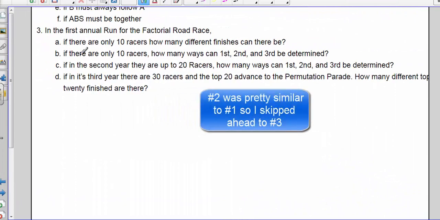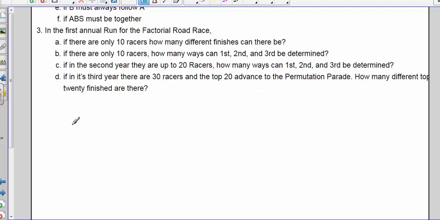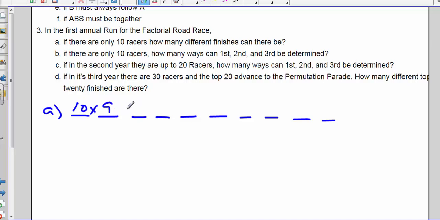So the first annual run, there are 10 racers. How many different finishes can there be? Okay, so fairly straightforward one, I think, if you just picture it as the runners lining up at the end, or crossing the line at the end. There are 10 different possible first place finishers times 9 possible second place finishers all the way down the line, and at the end, of course, there'll be that one guy who comes in last. And so that one should be fairly straightforward, 10 factorial, because I saw 10 times 9 times all the way through.